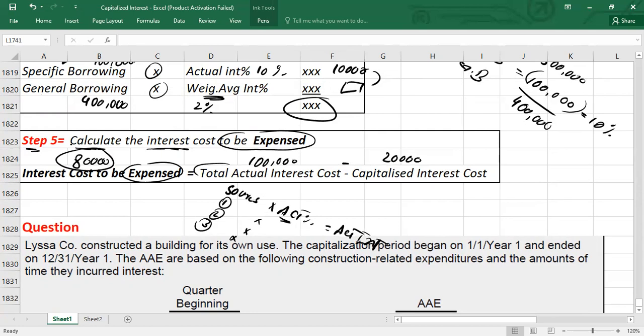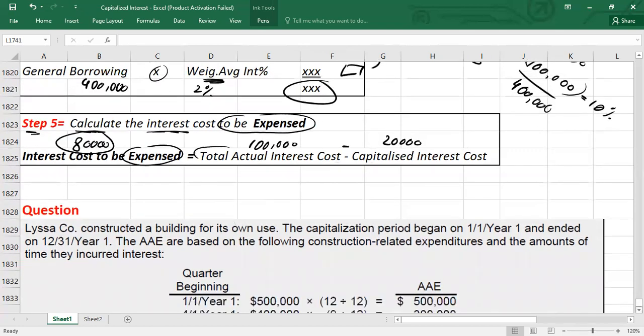Okay, so these are all the 5 steps I'm going to apply with the help of an example. I hope you understand the steps first. So let's do it with the help of an example now. One by one we will go, guys.